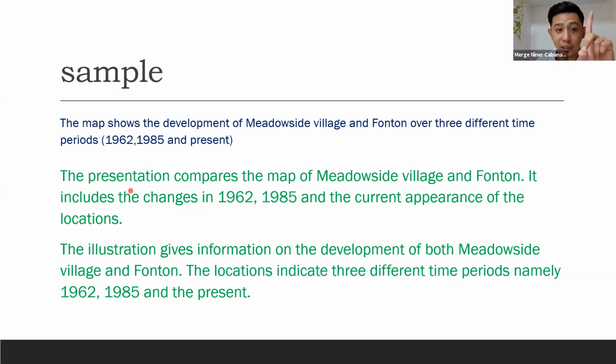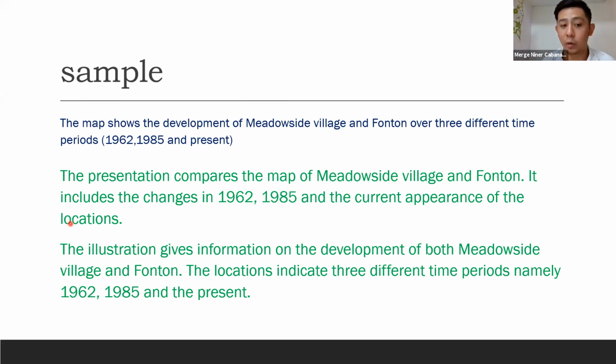First, the presentation. So why did I use presentation? Because map has been used here in my task description. That is why I am using now the presentation. So the presentation compares the map of Meadowside Village and Fontaine. It includes the changes in 1962, 1985, and the current appearance of the locations. That's it. I wrote 2 sentences. I included all the basic information, especially what the maps are presenting and the periods that they're trying to compare with each other.